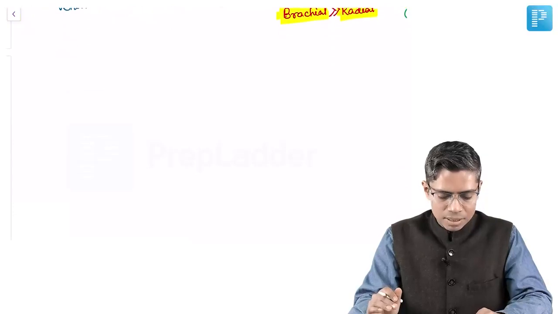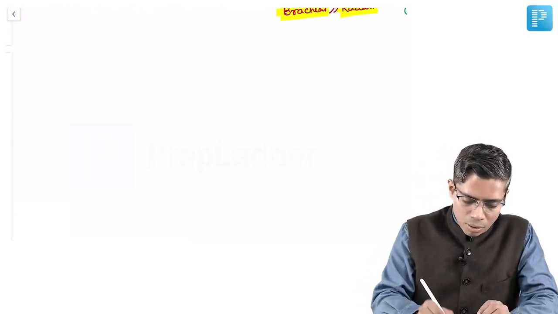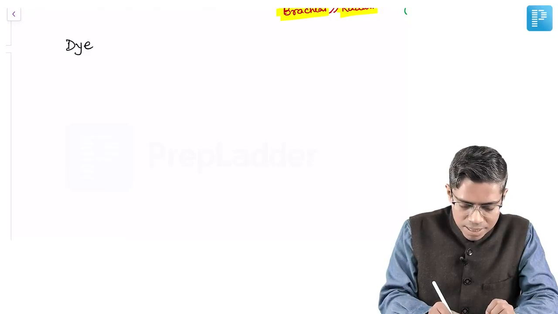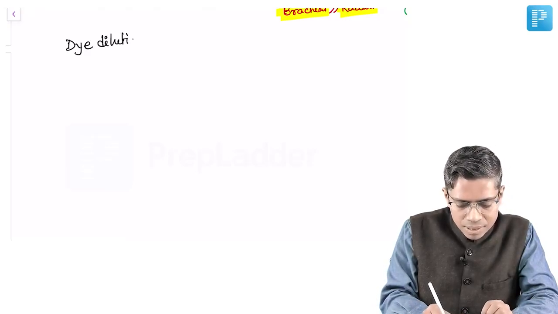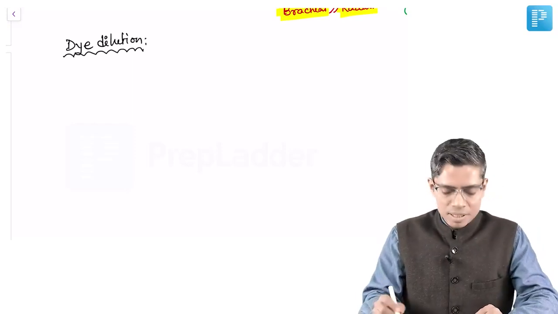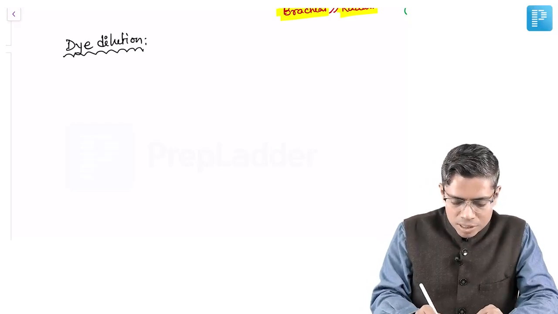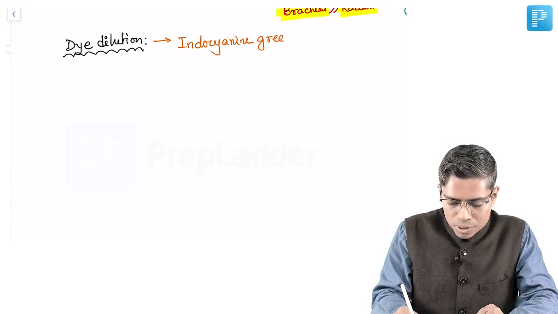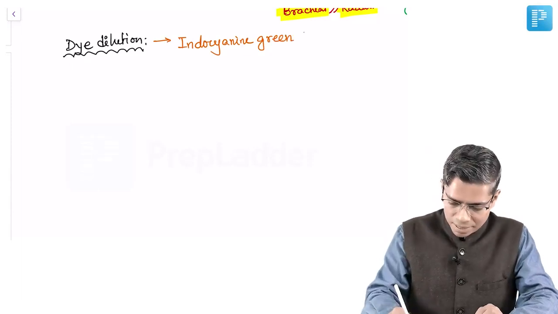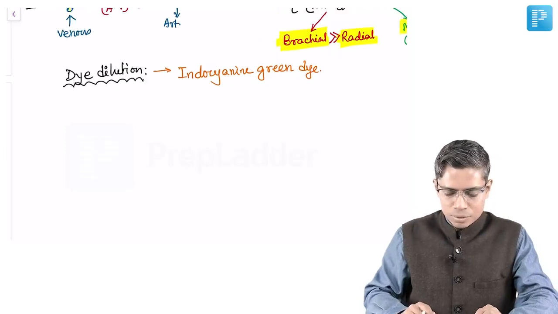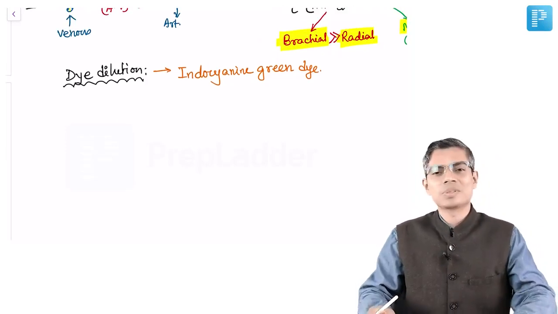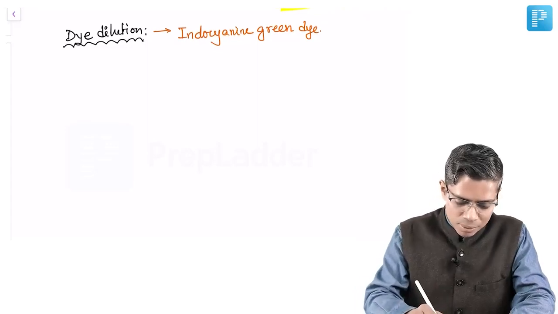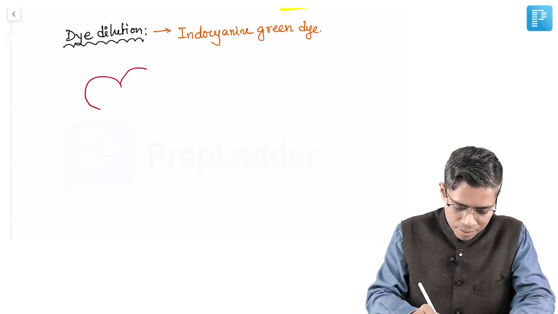Now coming to the second method, known as the dye dilution method or indicator dilution method. I told you that the dye dilution method is an older method based on the Stewart-Hamilton principle. The name of the dye used for this purpose is indocyanine green dye. This name may be given as an MCQ, so try to remember that the name of the dye is indocyanine green dye.